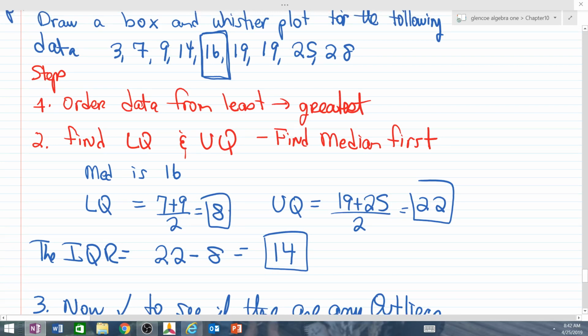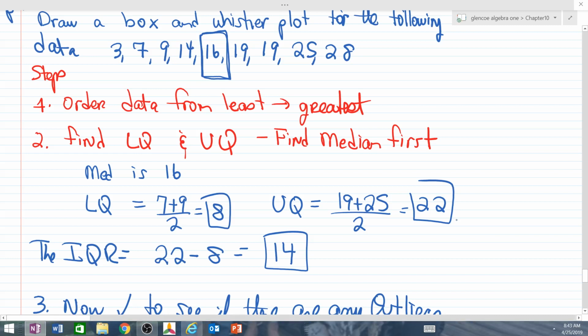Does everyone understand how I got the lower quartile? Okay, the upper quartile is the median of the upper half of the data set, which would be 19 plus 25 divided by 2, which is 22. Okay, the interquartile range is the difference between the upper quartile and the lower quartile, which is 22 minus 8, or 14.